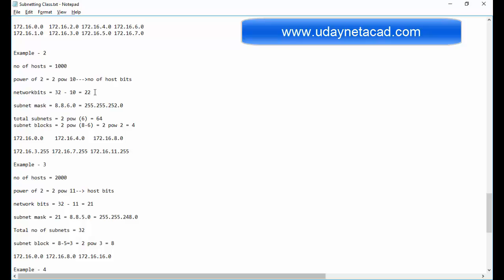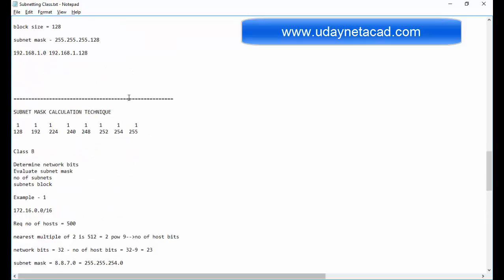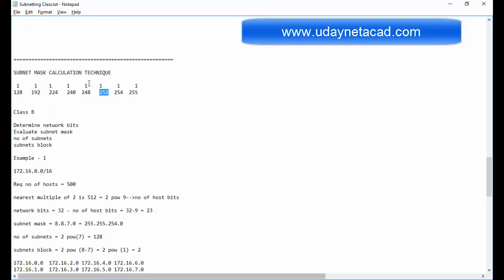Once we find the network bits as 22, we evaluate the subnet mask by distributing 22 into octets: 8 bits plus 8 bits plus 6, that's 22. So for 8 bits it's 255 and 255, and for 6 bits it is 252.